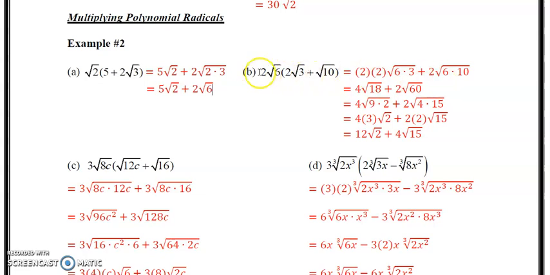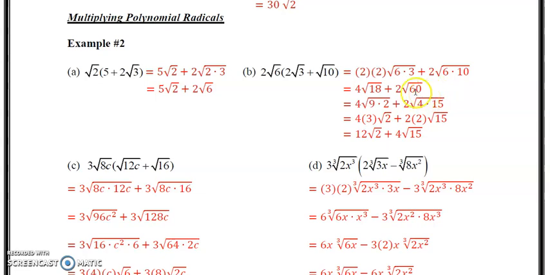Okay. Next one. 2 times 2 is 4. That's where the 4 comes from here. 6 times 3 is 18. That's where the 18 comes from. 2 times 1 is 2. And 6 times 10 is 60.